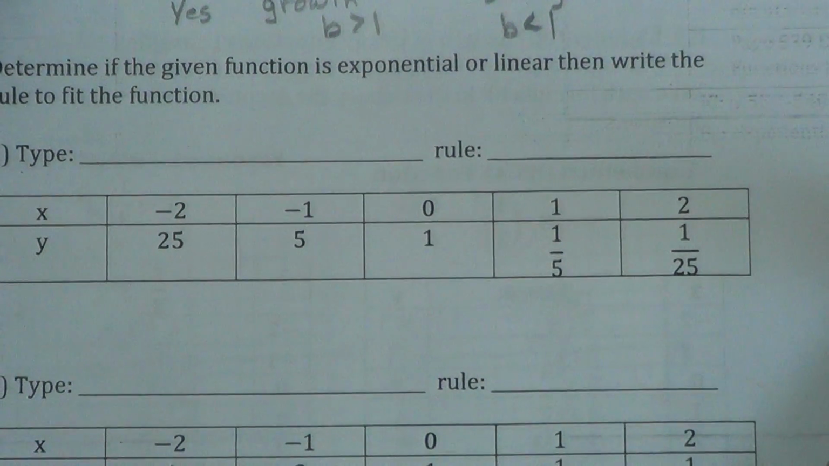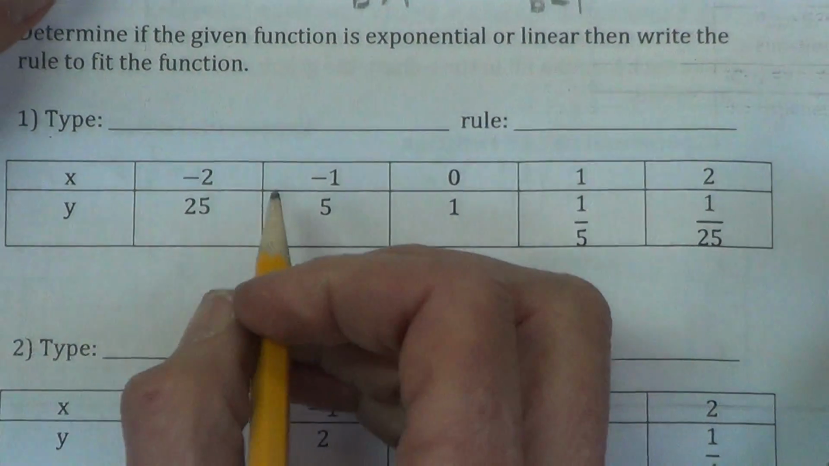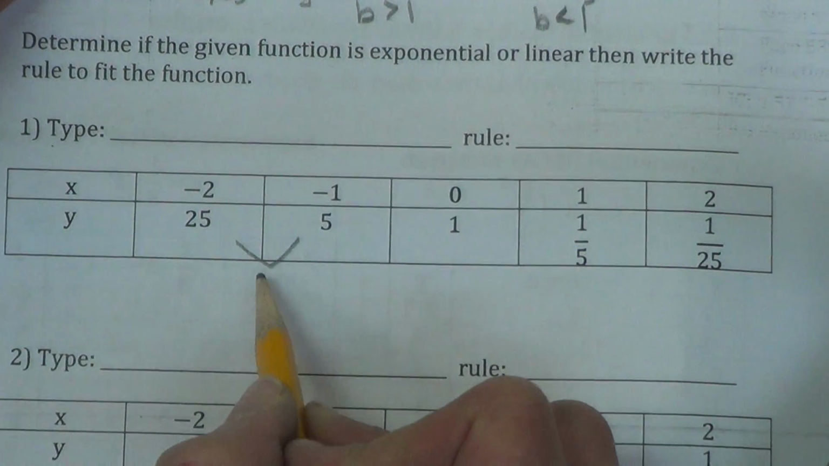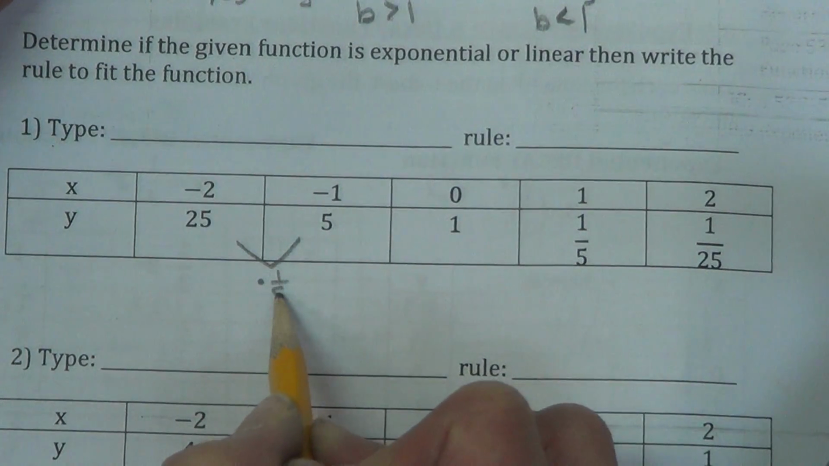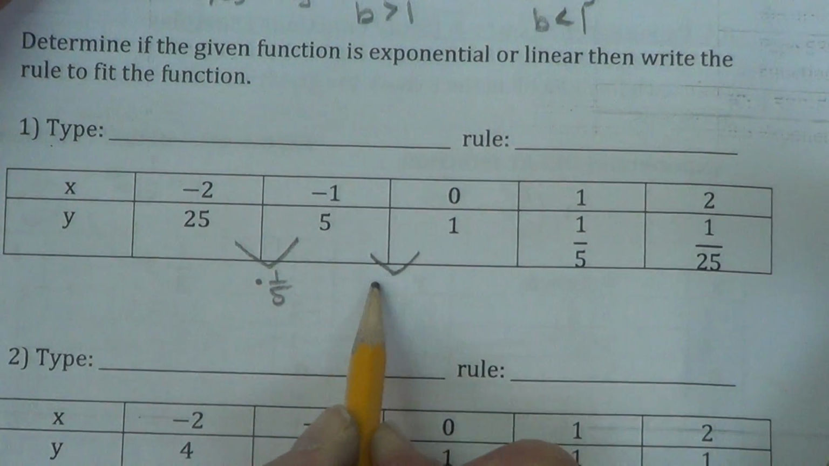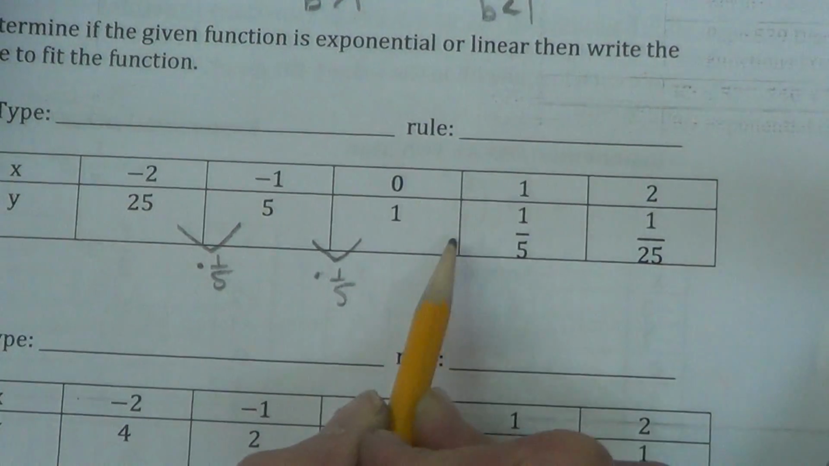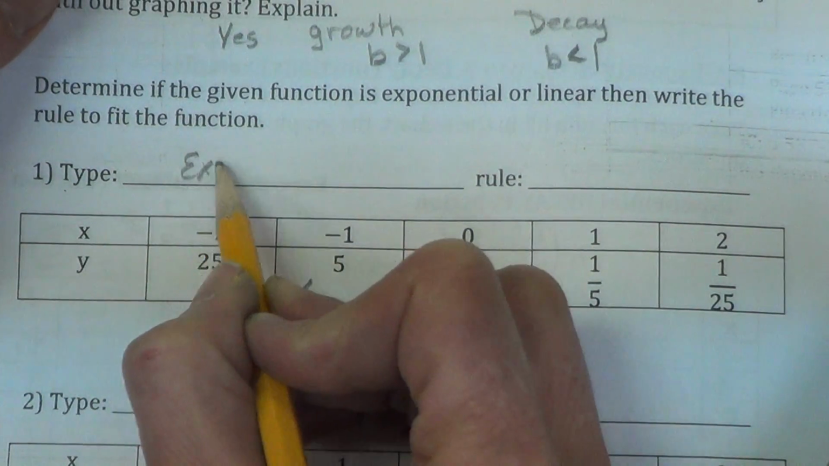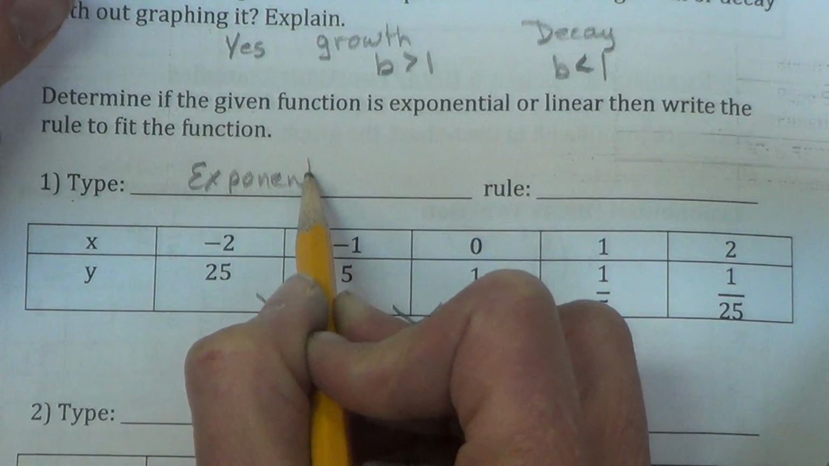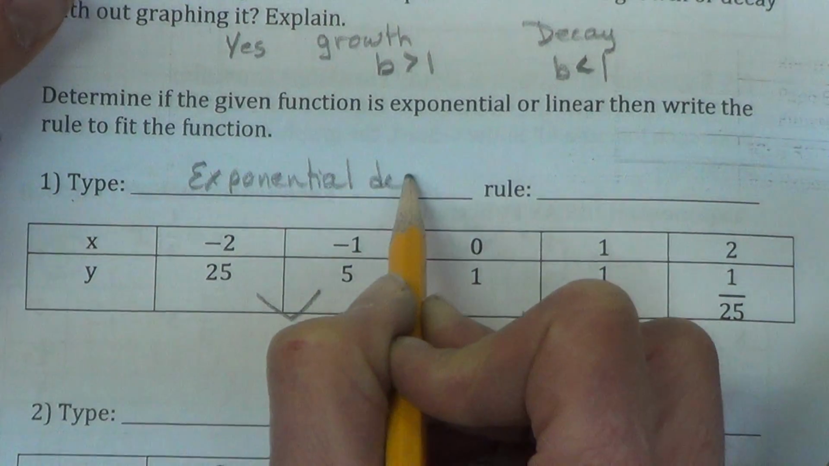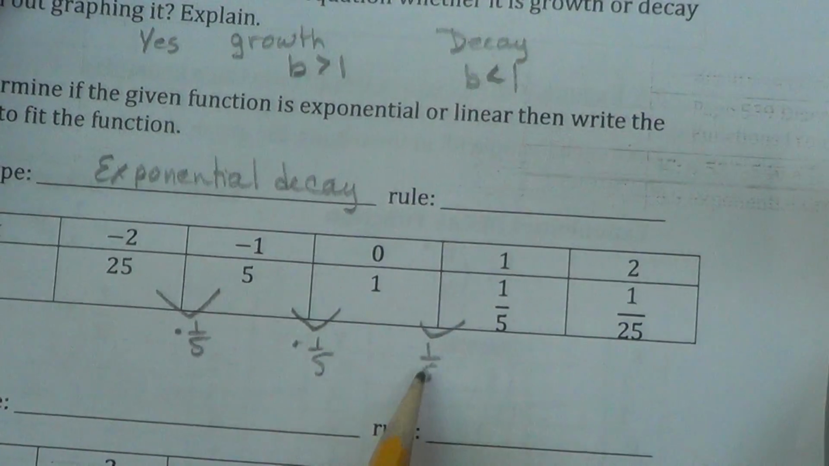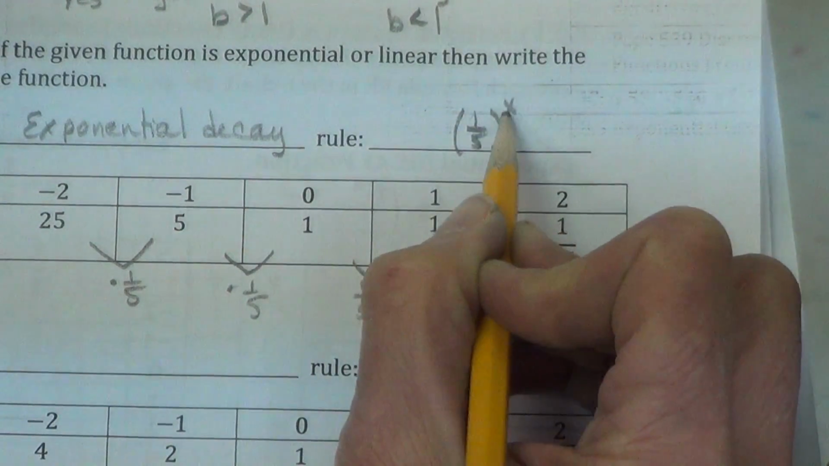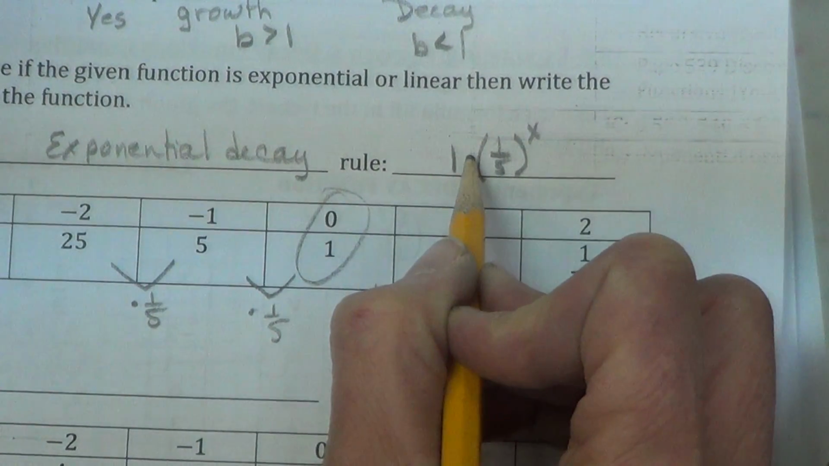Determine if the given function is exponential or linear, and then write the rule to fit the function. Well, as we go this way, we're dividing by 5, which is the same thing as multiplying by 1/5. Divide by 5, times by 1/5. And it works for each one. So we know that it is exponential. Now I would like you to write exponential decay. Because then you're telling me, I know that this b factor is 1/5, it's smaller than 1, and my starting amount was at 1, or at the y-intercept.